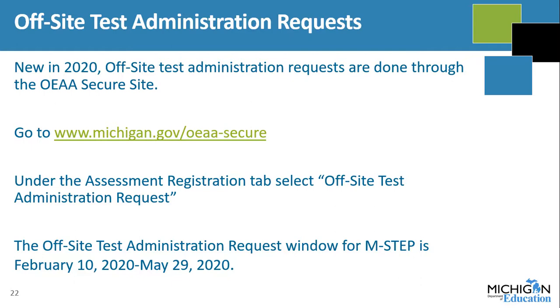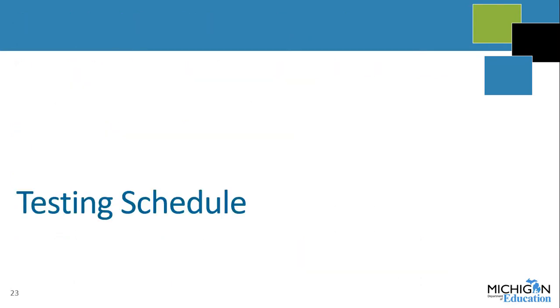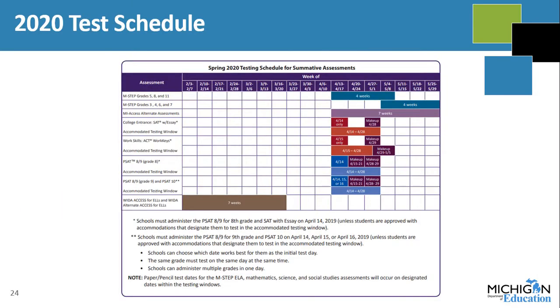Next, we will review the M-STEP testing schedule for 8th grade. There are two 4-week windows for online M-STEP testing. The first online testing window for grades 5, 8, and 11 is the testing window for all 8th grade testers. This online testing window is from April 13 through May 8.